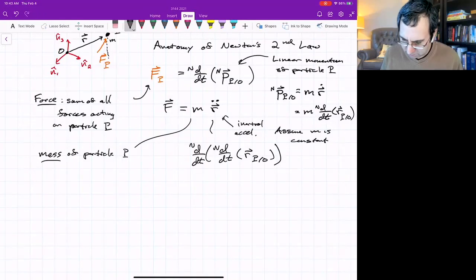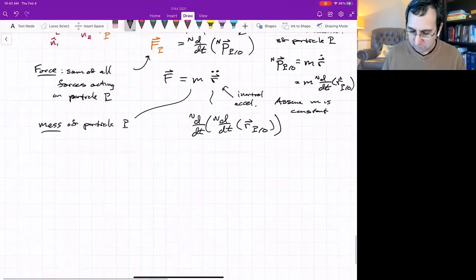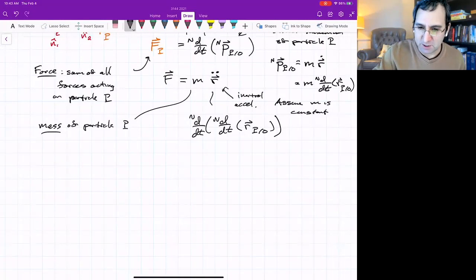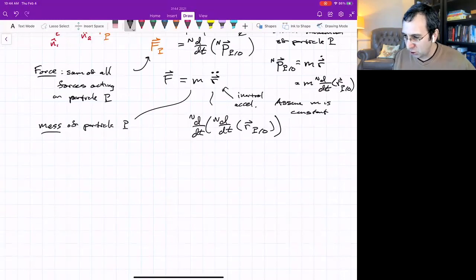So that's the anatomy of Newton's second law. Is there anything we have not explained? Well, there's this vector derivative, but you know what that is, right? It's the derivative with respect to an inertial frame. Yeah, so that's my interpretation of Newton's second law. So Newton did have his third law.